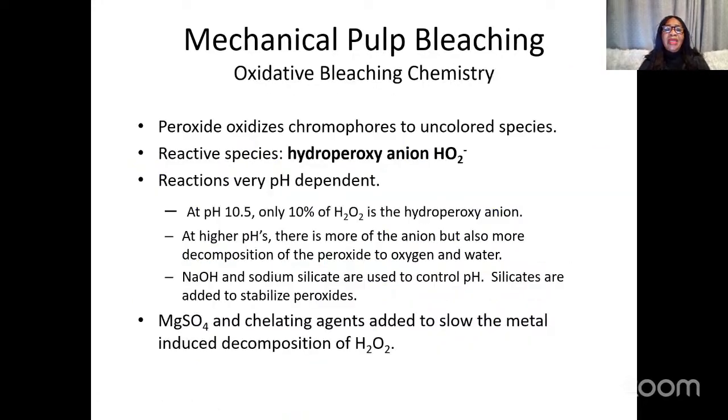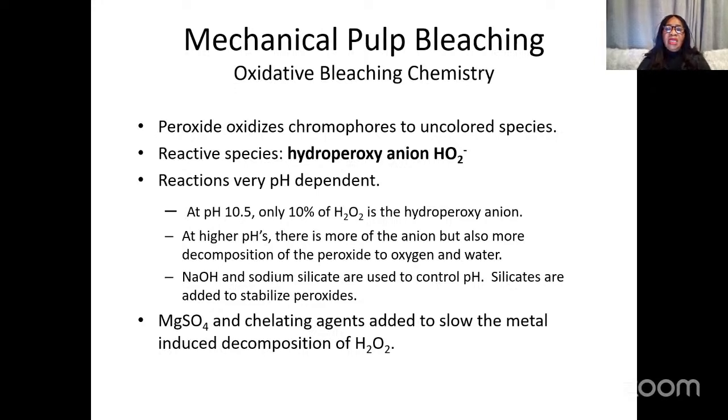So now let's look at oxidative bleaching chemistry. We just finished looking at the reductive one. In the oxidative one, we use peroxide to oxidize the chromophores to uncolored species. And the reactive species there is the hydroperoxy anion. Remember the reactive species in sodium dithionite dissociated into 3 different reactive species. In this case, it is the hydroperoxy anion.